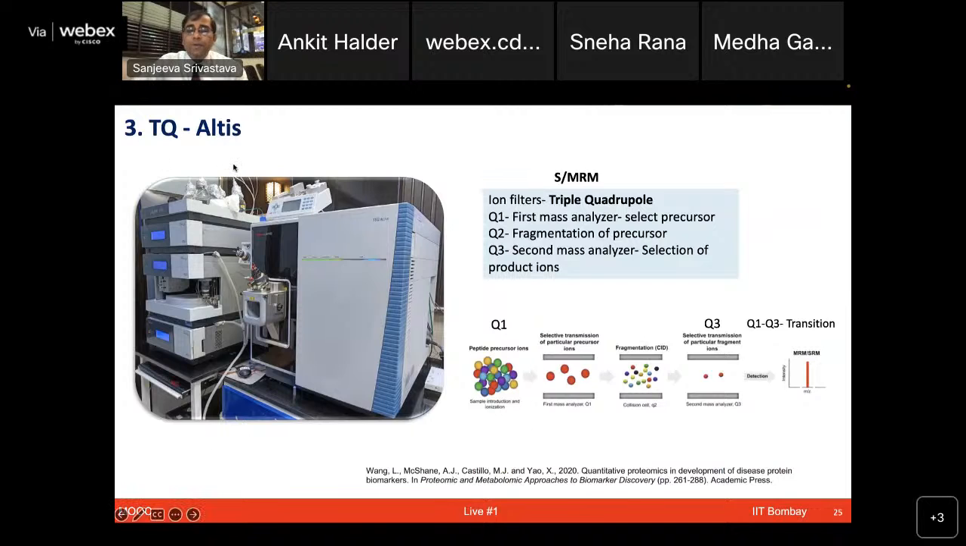Now, the third instrument which we are going to show you, the instrument which I'm talking about for the targeted proteomics based application, is the triple quadrupole mass spectrometer, TSQ-ALTIS, which now Meher is going to talk to you about directly from the lab. All right, Meher.